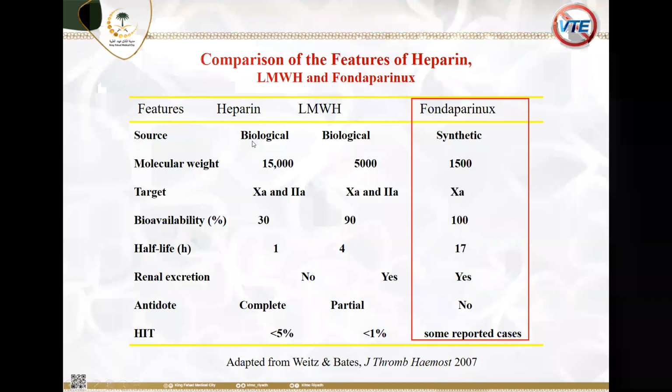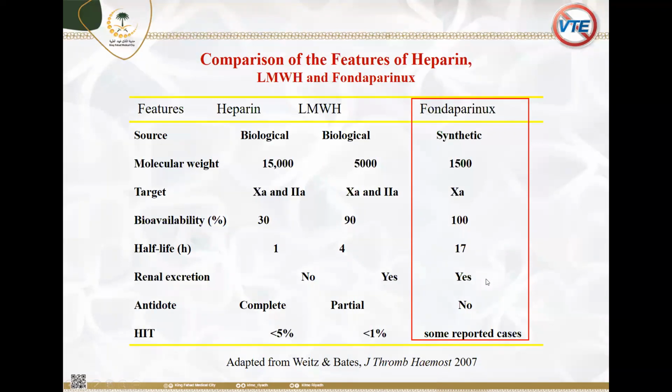Another important point not mentioned here is monitoring. We do not need to monitor fondaparinux. It has predictable pharmacokinetics and pharmacodynamics. I will show it to you later on. Also for low molecular weight heparin, when monitoring is needed, we monitor anti-factor 10A, because again it has predictable pharmacokinetics and pharmacodynamics. But heparin has unpredictable pharmacokinetics. That's why you need to monitor it through aPTT every 6 hours, and you have to maintain the aPTT in the target. This is a very important point to keep.